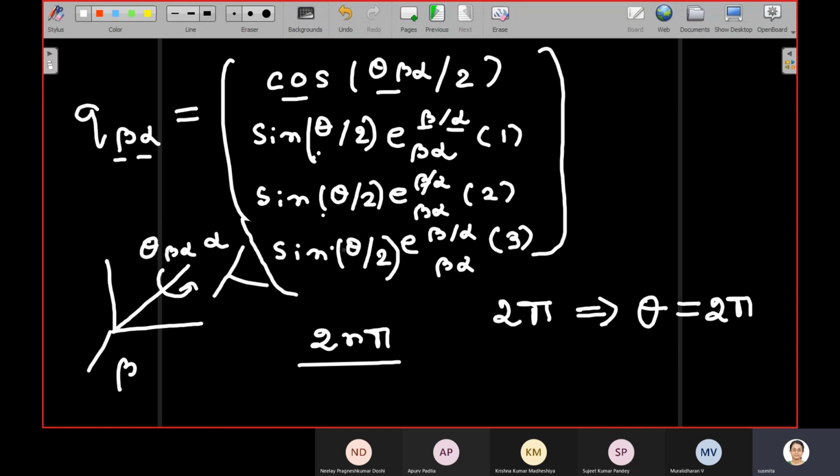Sujit, sin pi is what? What is the magnitude of sin pi? Sin pi is 0, ma'am. Sin pi is 0. So here we are basically getting this. This has magnitude 1, but the other 3 elements are 0. So basically there is no vector. If we do not have any vector, then we do not have any rotation, right? So there is no singularity at plus minus 2n pi.